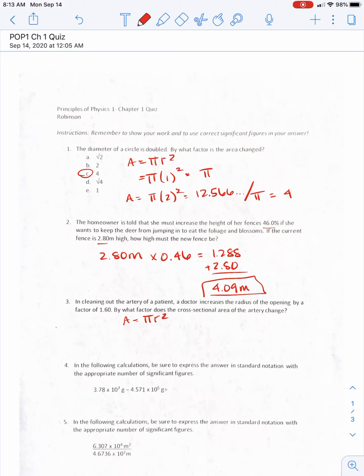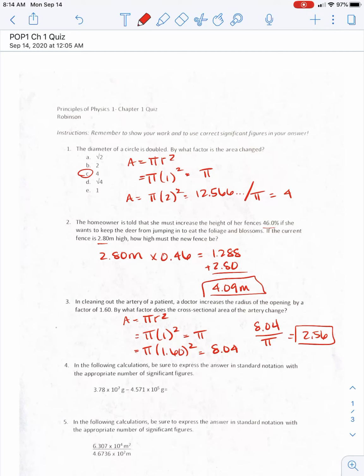All right, so again, what I did was I just chose the most basic number of 1, which is again just pi. Then I changed that radius to 1.6, which gives you 8.04. If you take 8.04 divided by pi, then you get 2.56. So by whatever factor the radius changes, you can just put that as your radius instead.